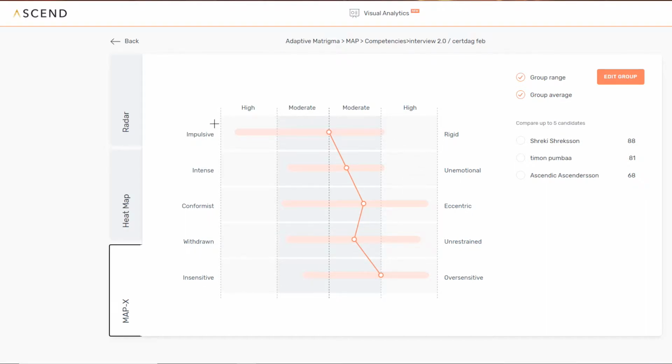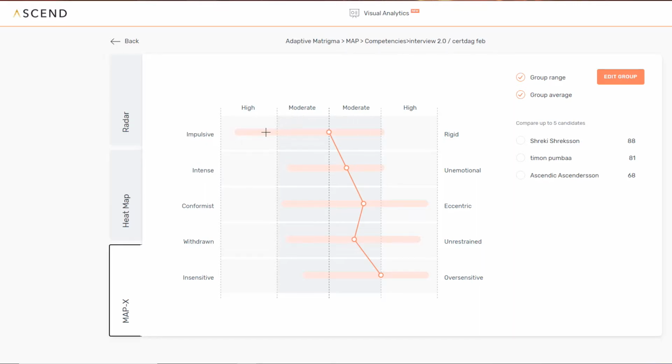So the first one, impulsive versus rigid, is conscientiousness. People with a very high level of conscientiousness might be perceived as somewhat rigid, getting stuck in details, perfectionistic and so on. Whereas people on the very low end of conscientiousness might rather be perceived as impulsive, taking quick decisions without maybe taking the long term into consideration.